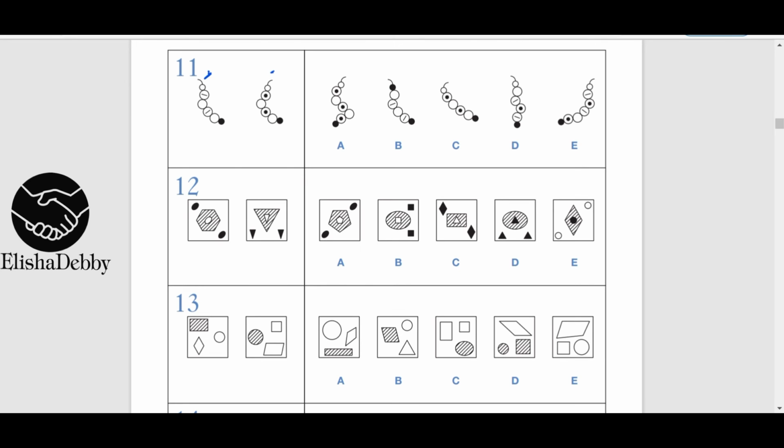Okay, I can reveal the answer to you: number 11 is C. Number 12 is B. Number 13 is A. I hope you got that right. So, do this example for me.